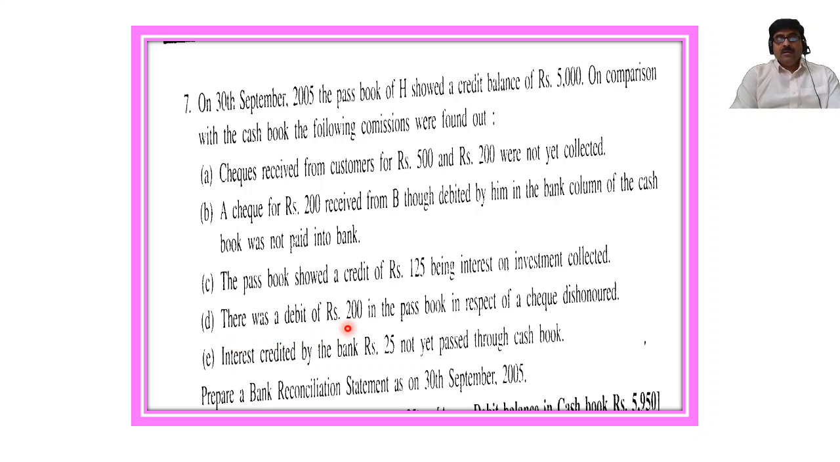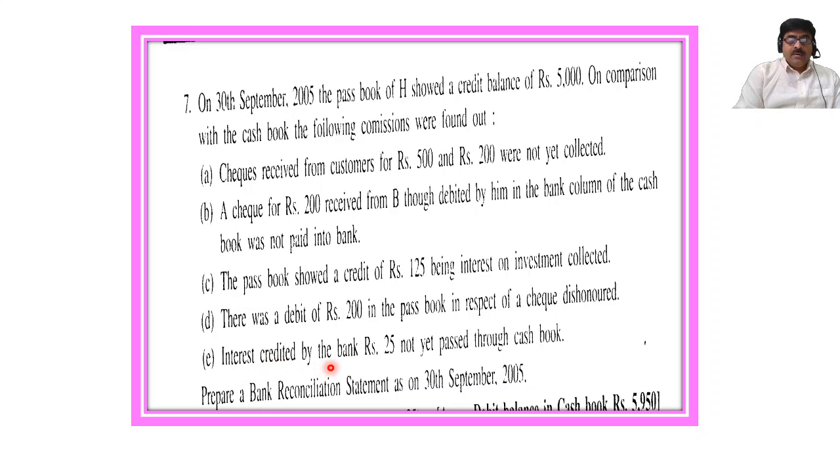D. There was a debit of rupees 200 in the passbook in respect of a check dishonored. So it is happening at the bank. The bank debited 200 rupees, meaning there is a decrease in the passbook balance. To equal the balance of the passbook to that of the cash book, we have to add this 200 rupees.